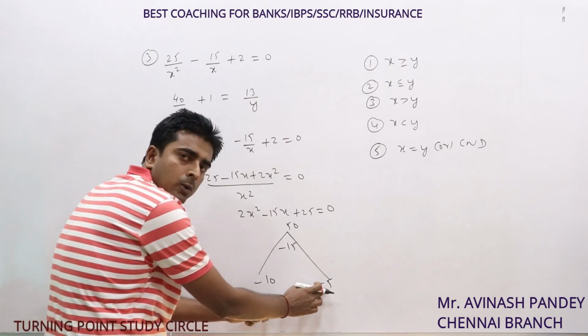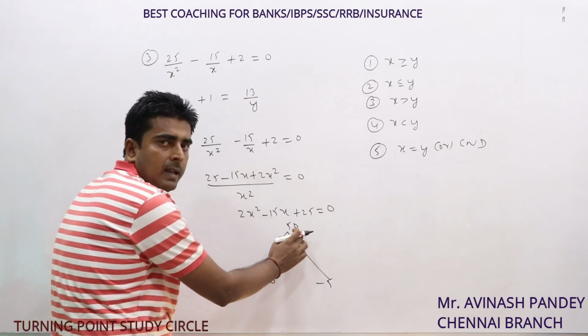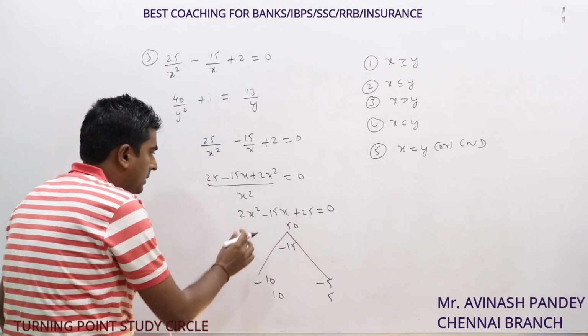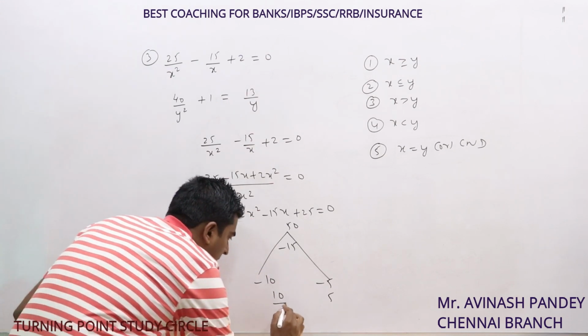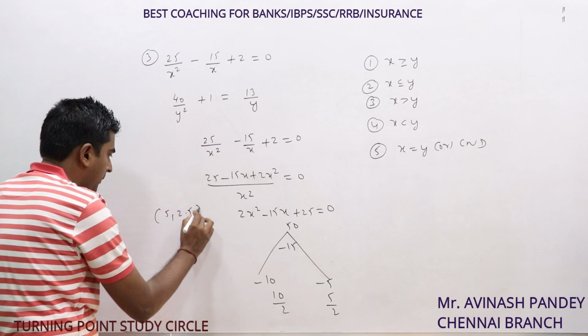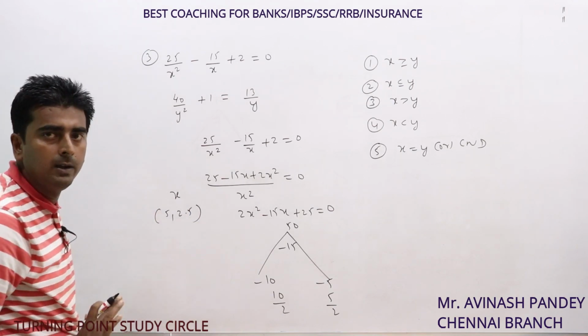When you add these two values, it will be minus 15. When you multiply, you will be getting plus 50, right? Change the sign, so it will become 10 and this will become 5. And what is the coefficient of x square? Plus 2. So divide these by 2. So my answer is 5 and 2.5. For x, my answer is 5 and 2.5.